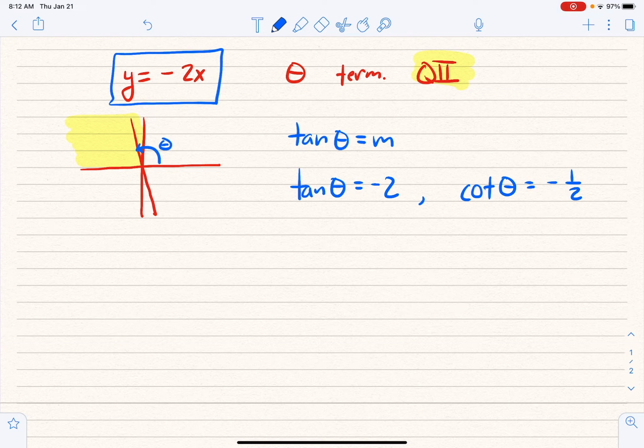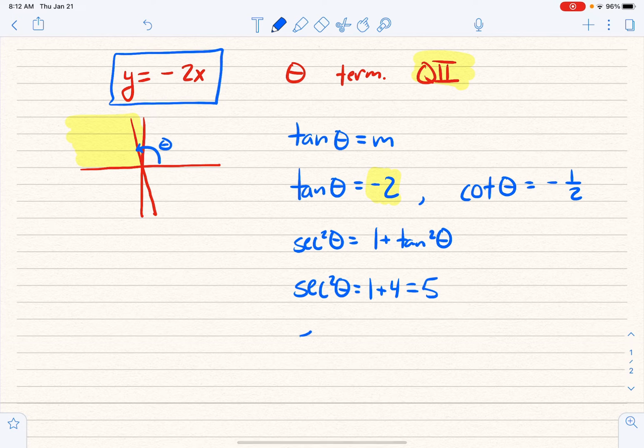And then we say, well, we know that secant squared theta is always going to be 1 plus tangent squared theta. So then if I square this negative 2, which would give me a positive 4, then I would say secant squared theta is 1 plus 4, which of course is 5. So therefore secant theta is going to be the plus or minus square root of 5.